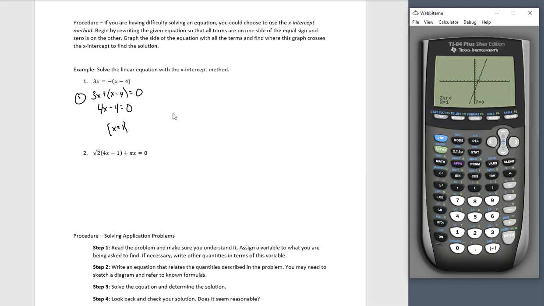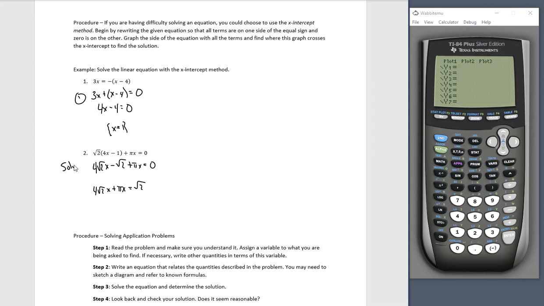All right, so the x-intercept method does require the calculator. Now, why would I ever do that? It was far more work to do this on the calculator than it was to do it by hand. However, do you want to solve this? Let's see if I can get my pen to work here. 4 square root of 2 x minus the square root of 2 plus pi x equals 0. So that's 4 square root of 2 x plus pi x equals the square root of 2.